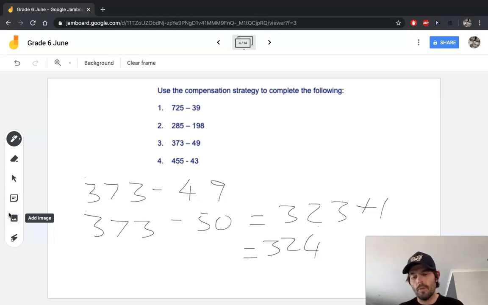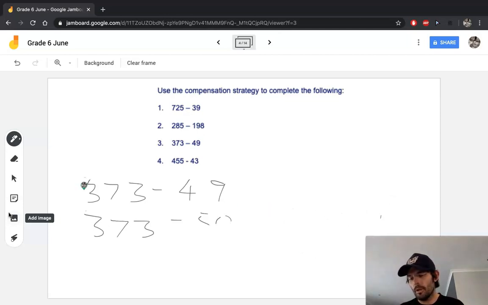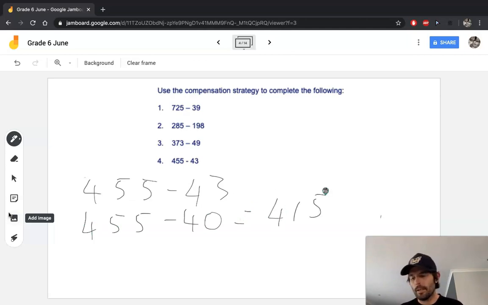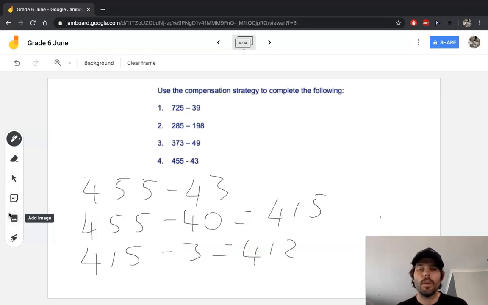And then your last example on this compensation method with subtraction, 444 minus 43. I'm first going to say, well, let's subtract 40. That's going to give us 415. And now I'm going to subtract the extra 3. And that's going to give us 412. So we've split the 43 up into 40 and 3, and we've got an answer of 412.